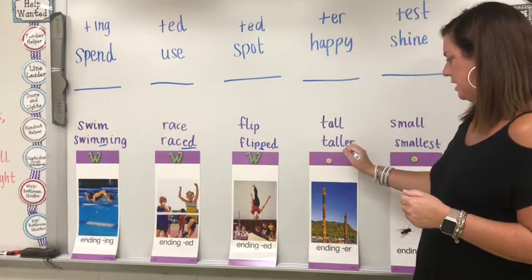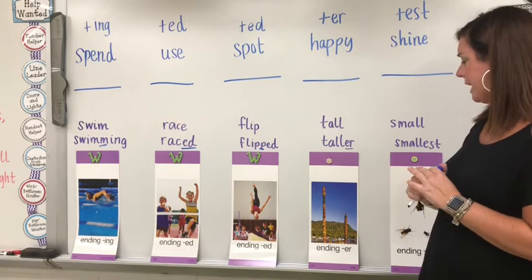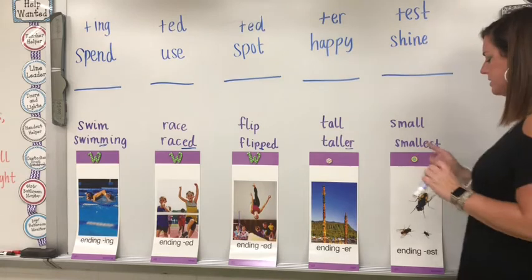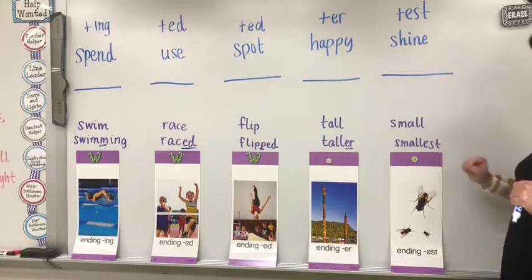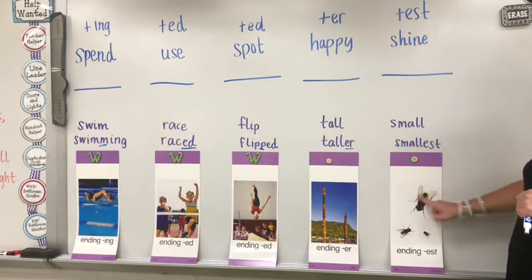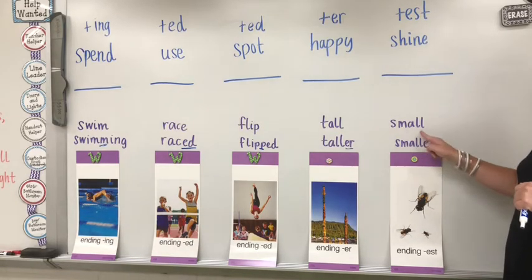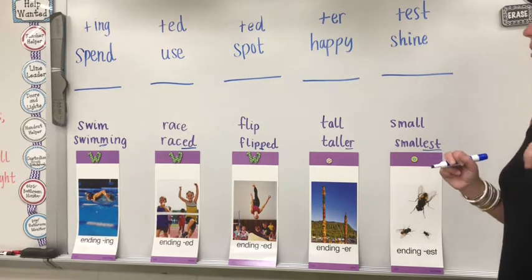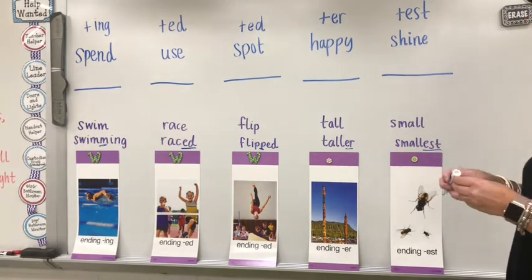You can add ER. But we're going to take it a step further, and if you're comparing three or more things, you use the EST ending. Okay, this is the smallest of all three. So you can just add EST when you're comparing three or more. Okay, we're going to do some more up here.